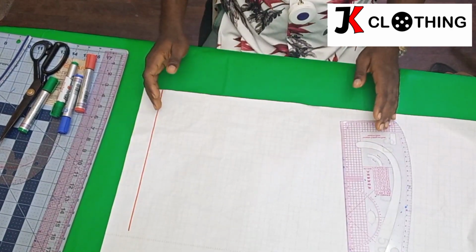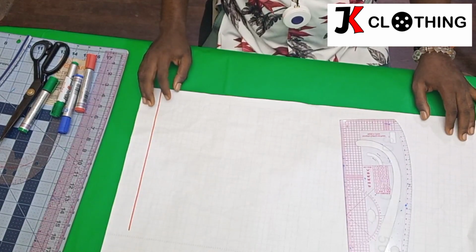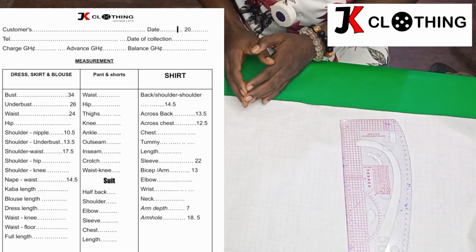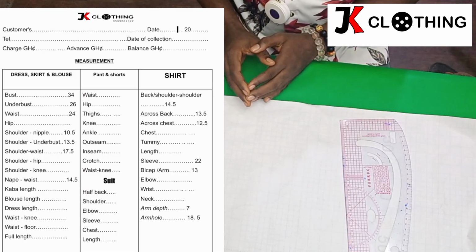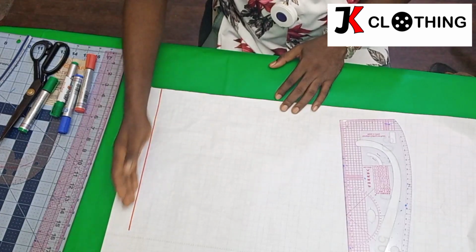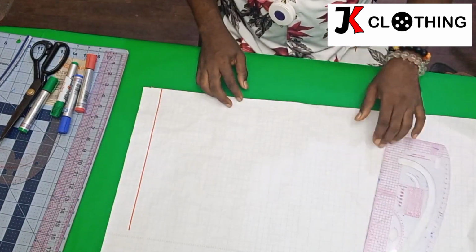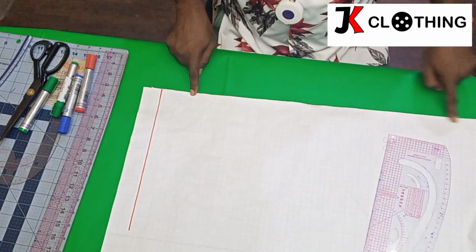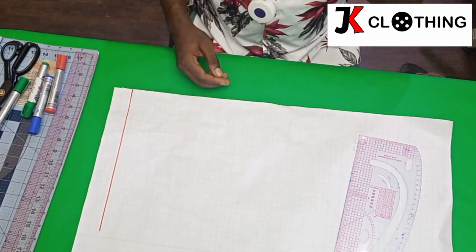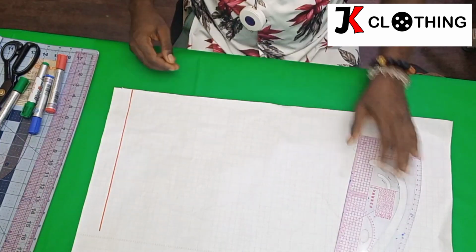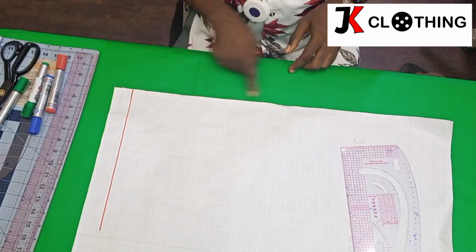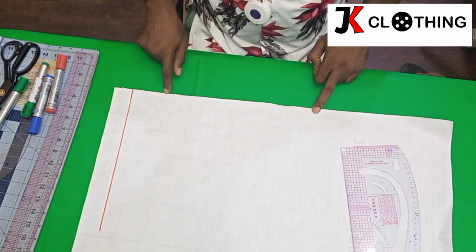Okay, so before we start drafting our pattern, we first need to have our measurements. And so that is the measurement you see displayed on the screen. Okay, we go ahead. We draw a line to represent the starting line. Let's bear in mind that this very line you see here is our center front line. We are drafting the front pattern first, and then we'll go ahead to draft the back pattern. And so this is our starting line. It is made perpendicular to the center front line.